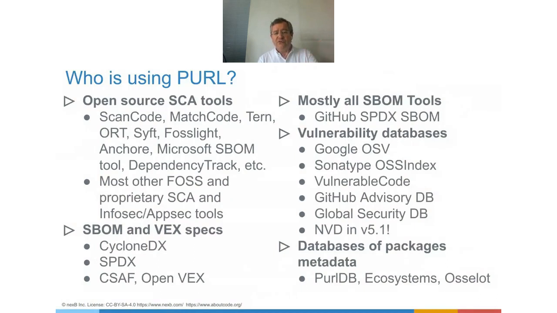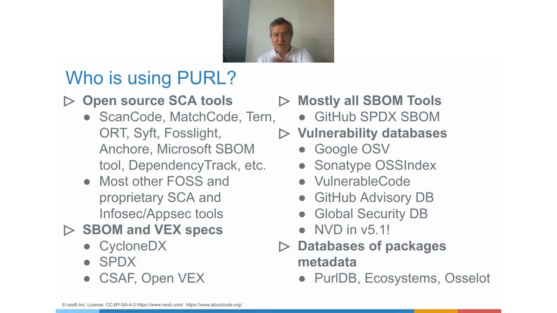Of course, the tools that exist in AboutCode, so ScanCode, MatchCode, VulnerableCode, all the tools that deal with packages, are all using PURL. That's where it started. But most of the open source tools in the space of software composition analysis, container analysis, and SBOM are also using PURL. SBOM and VEX, vulnerability exploitability exchange standards, are also very much invested in PURL. It's a central identifier used by CycloneDX. It's also heavily used by SPDX.